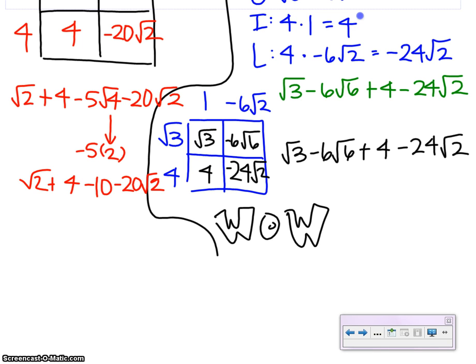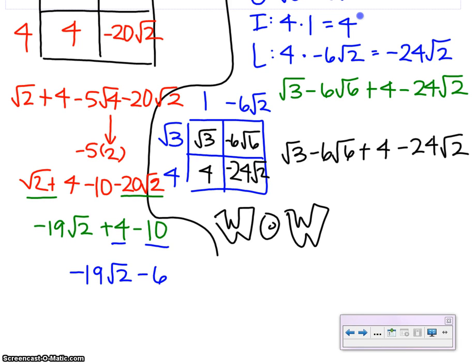And we can combine our like terms. So our two like terms have the square roots of 2. So we'll do 1 root 2 minus 20 root 2, which will give us negative 19 square roots of 2. And then 4 minus 10. Crossing my fingers that we're going to get negative 6. And there's our answer.